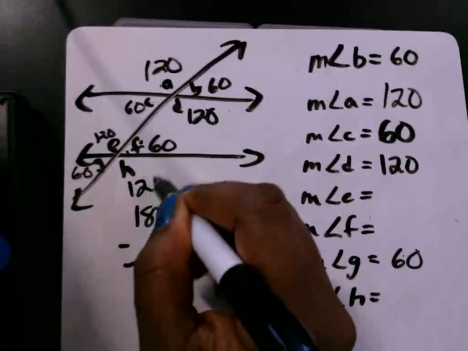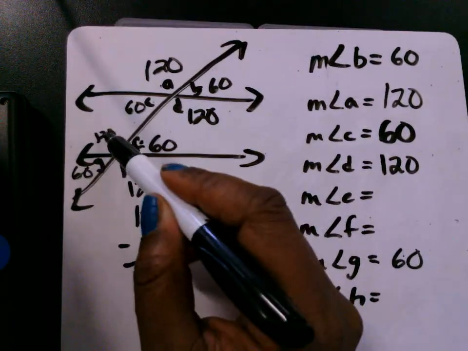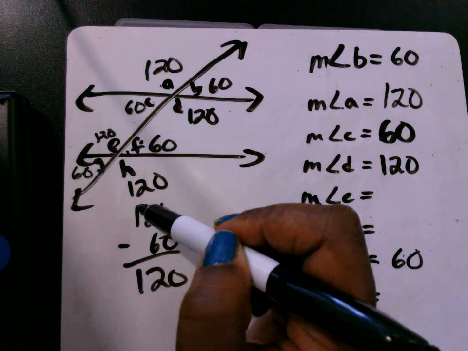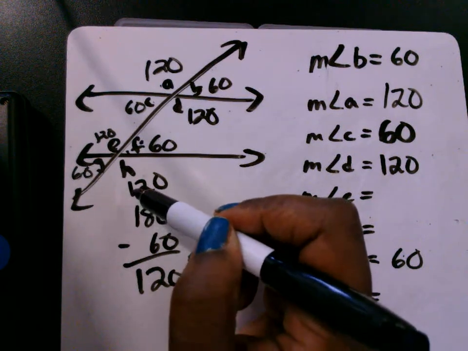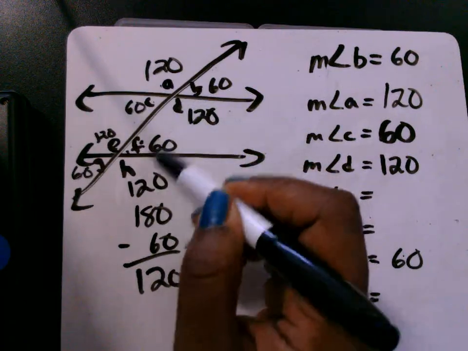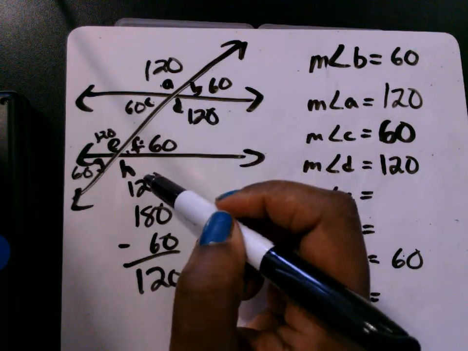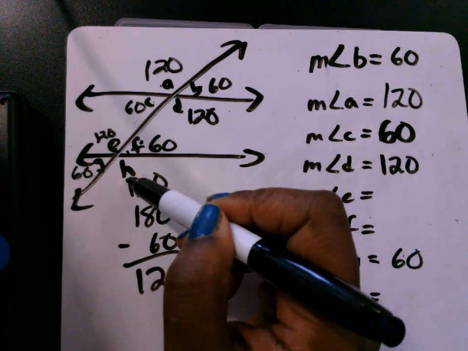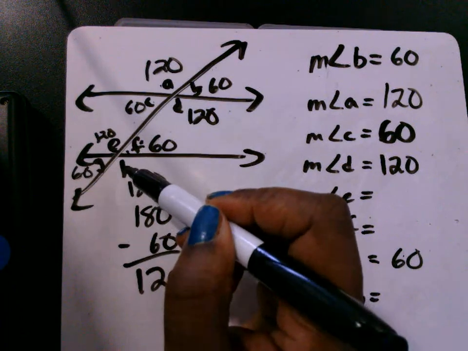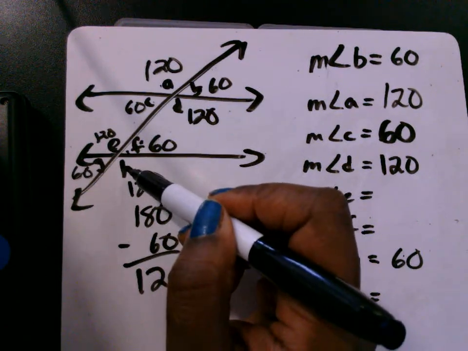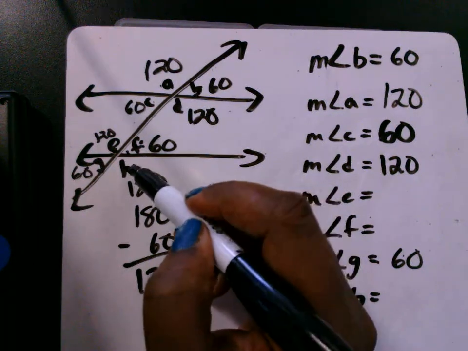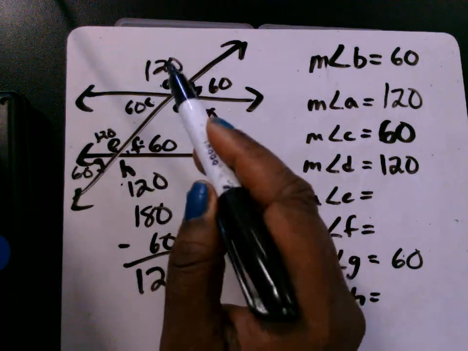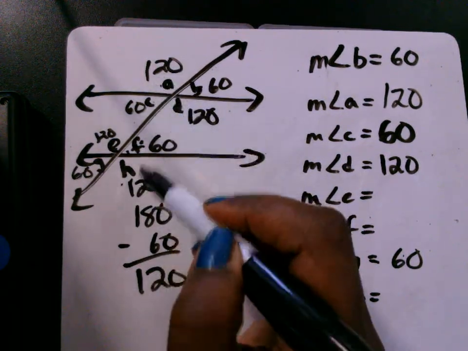What else is 120? H is 120. Why is H 120? Because it's vertical to what? E. It's corresponding to what? D. And it's alternate exterior to what angle? H is the alternate exterior of what angle? Alternate exterior: one's on the top, one's on the bottom, one's on the left, one's on the right. A and H are alternate exterior.